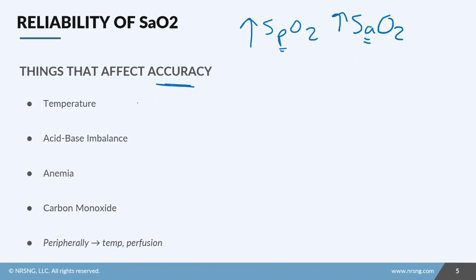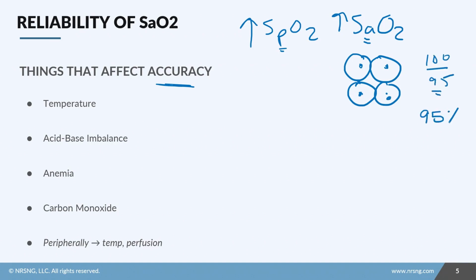So remember, this is about hemoglobin. This measures the saturation of hemoglobin. Each hemoglobin has 4 heme groups, and each of those can hold an oxygen molecule, right? So anything that affects my hemoglobin's ability to hold this oxygen is going to affect this number. So if I have 100 of these and 95 of them are fully saturated, then I'm at 95% saturation.